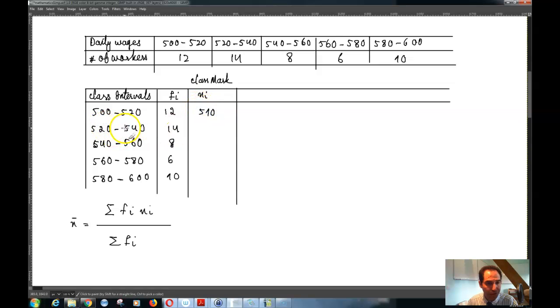Over here you have 1060, which is 530, and you see that 510 plus 20 is equal to 530. Again, 540 plus 560 is equal to 1100, which is 550, half of that. And you can keep adding 20 to these numbers to get to the last one. So 570, 590.